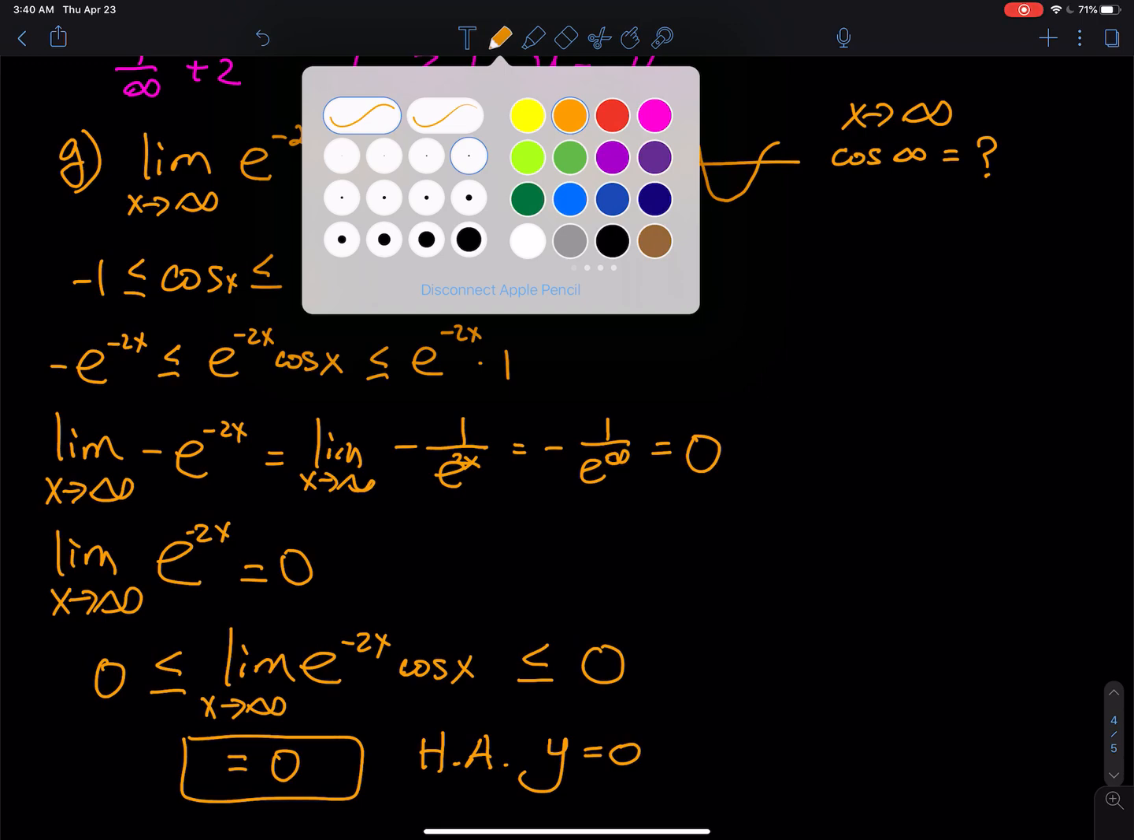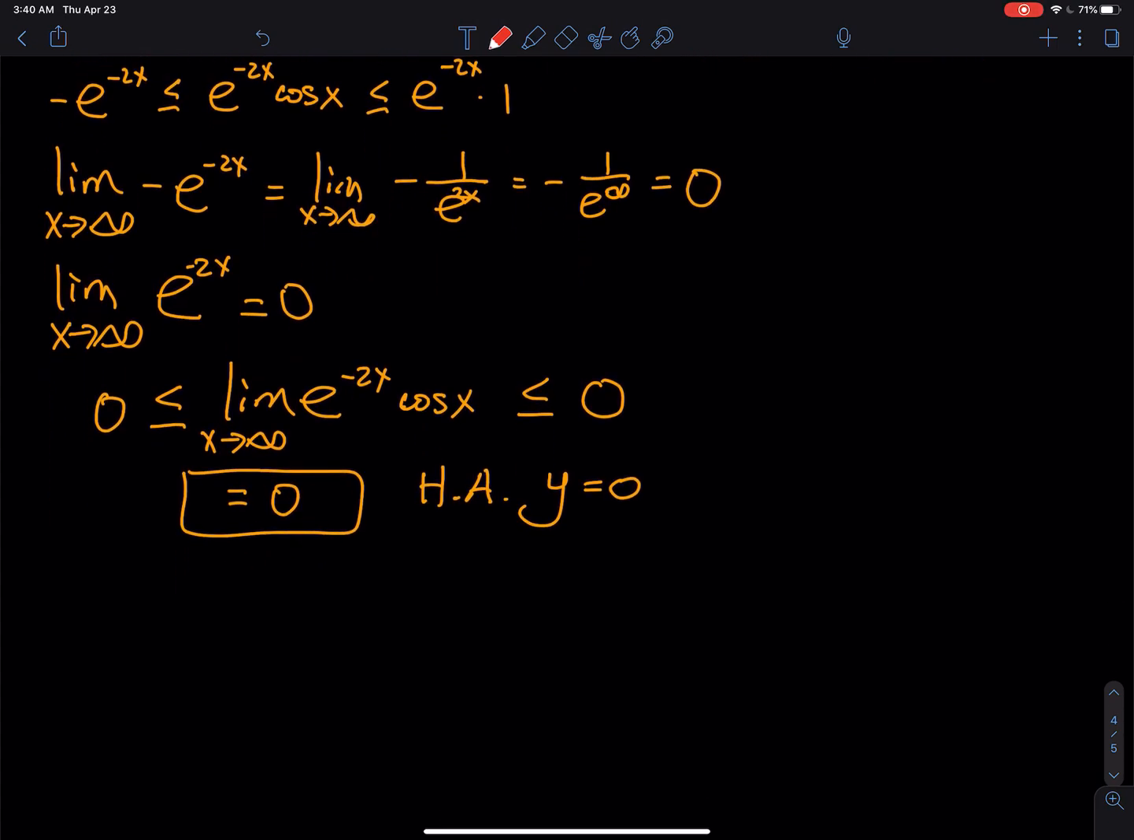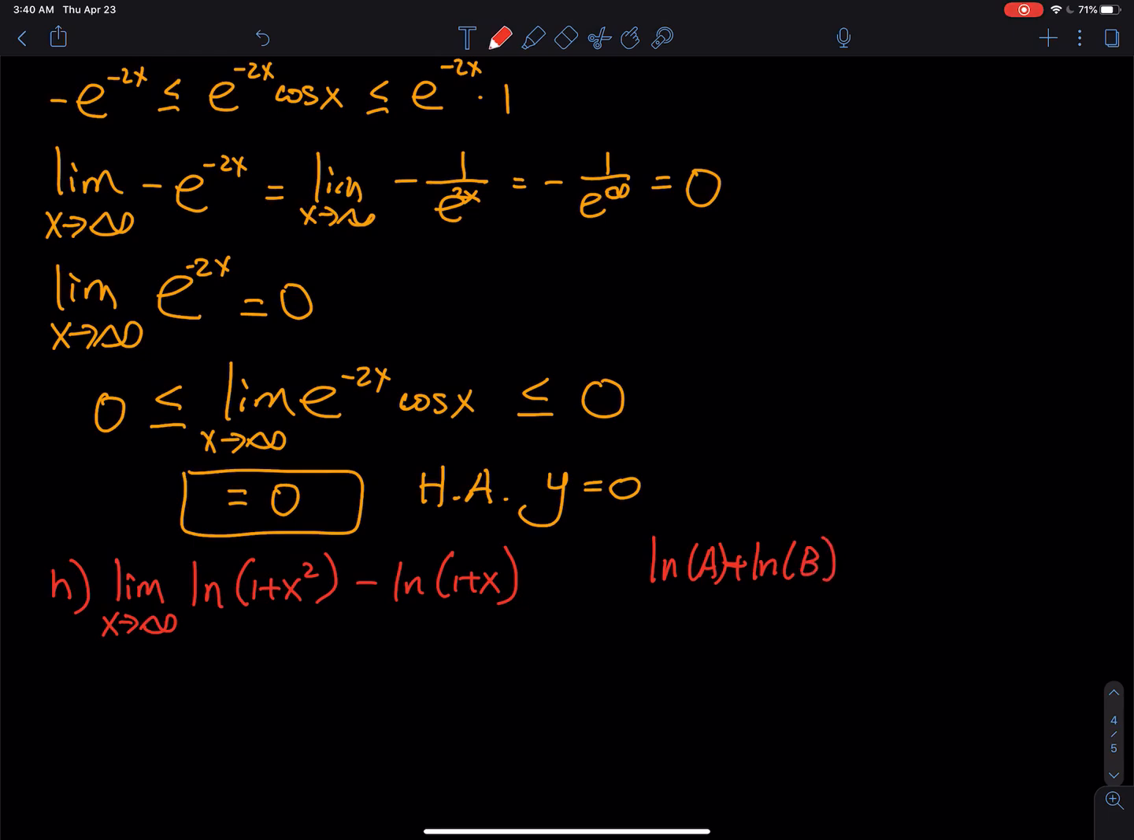Okay, which color should I pick? Let's pick red. So part H, we have limit as x approaches infinity of ln of 1 plus x squared minus ln of 1 plus x. I picked this problem because I want you to review the properties of logs. Remember this, ln a plus ln b, you add two ln, that is equal to ln of a times b. If you have ln a minus ln b, you subtract two ln, that is ln of a divided by b.